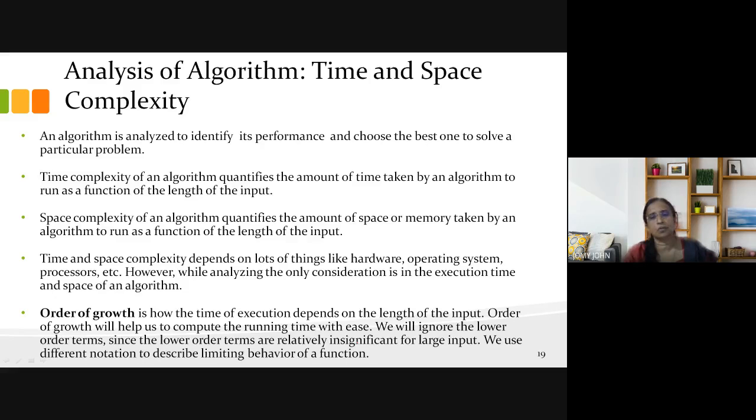Just a moment ago, I told you about the number of inputs. For smaller input, the time will be less. For larger input, the time will be more. The order of growth means how our algorithm is growing as we increase the number of inputs. How is our algorithm performing when we increase the number of inputs to 1 lakh, 2 lakh, etc.? What's the growth?